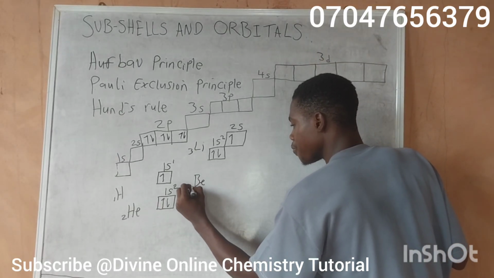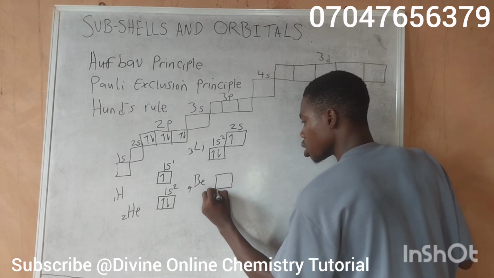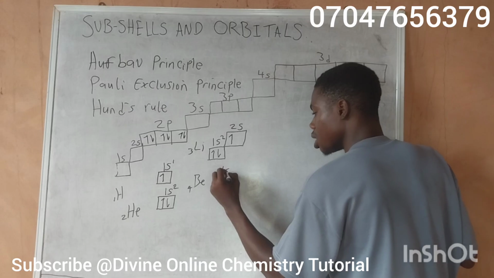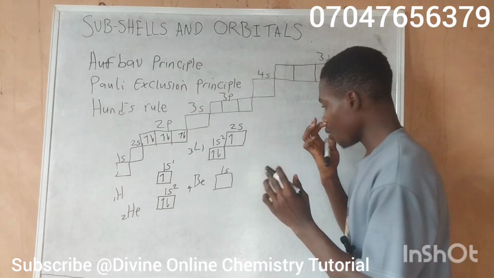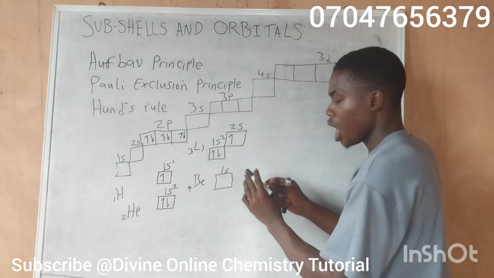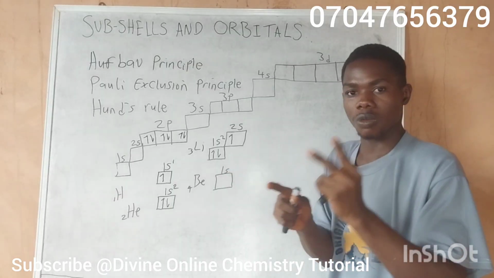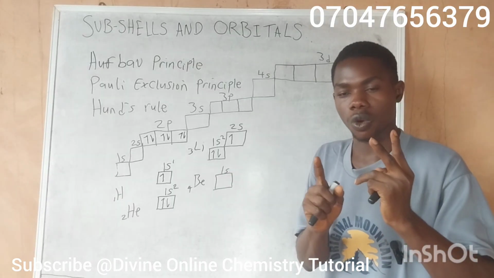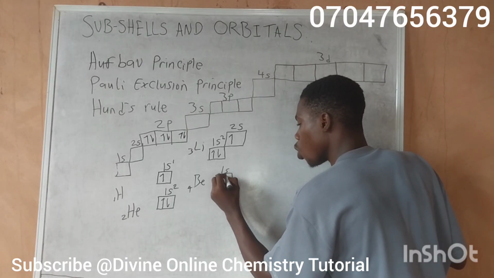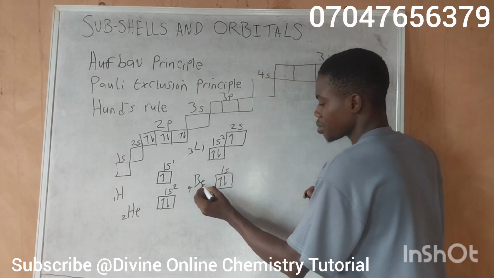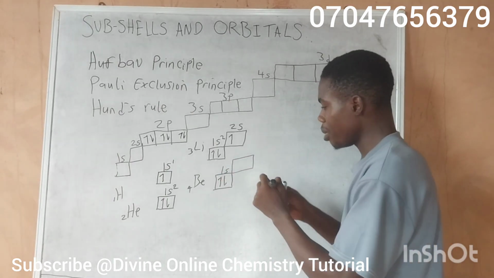Be has atomic number 4. You start with the same process with the 1s first. Beryllium has atomic number 4, which means it has 4 electrons. The 1s can carry a maximum of 2 electrons, so please take note the electrons must be in opposite spin.